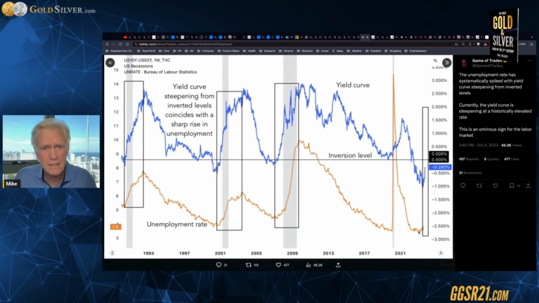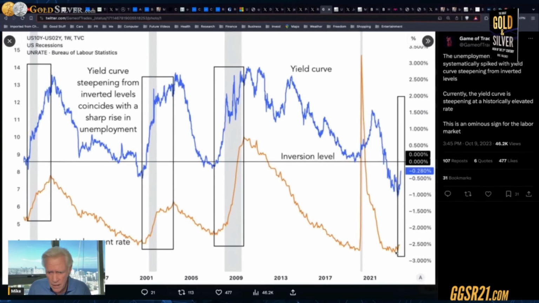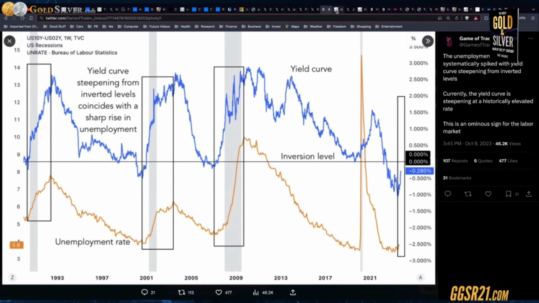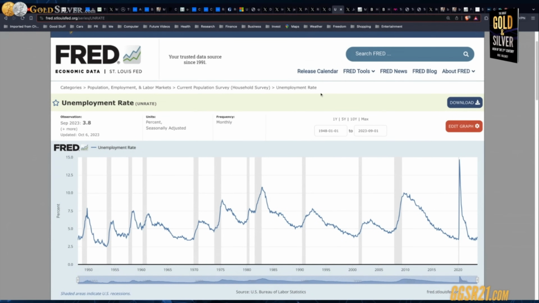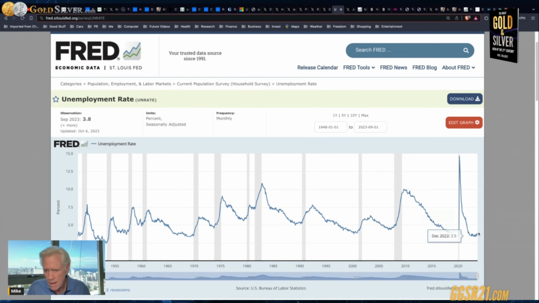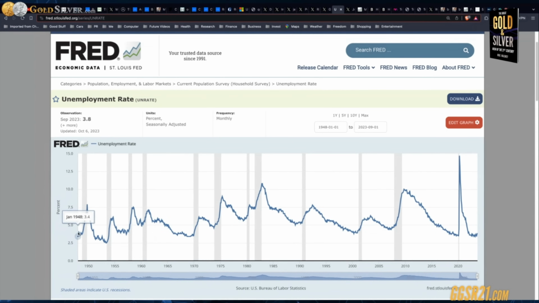But one of the things that I want to point out is look at the low levels that we've been at. It's the lowest levels on this chart. So I made another chart on the Federal Reserve's website, FRED, and what you see here is that we've hit rates as low as 3.4%. But this chart goes all the way back to 1948. And what you see here is that low rates are a harbinger of recession yet to come.